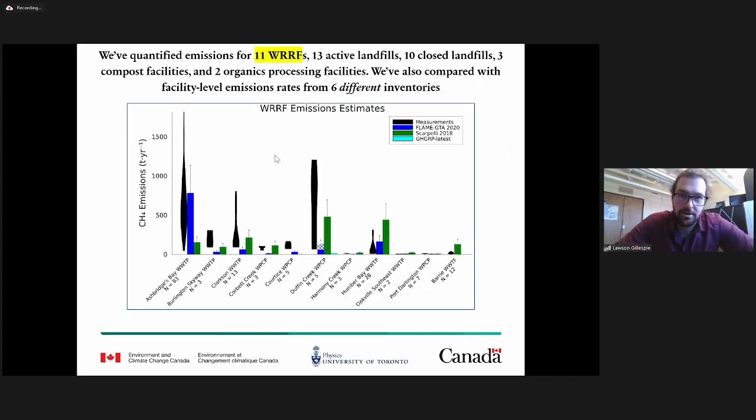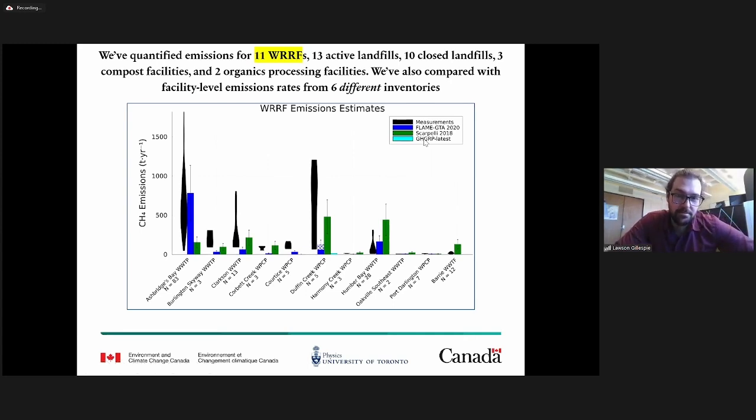So for our water resource recovery facilities that we've surveyed, I have for you on the y-axis here an upscaled annual emissions total. So if we were to take any given downwind transect and upscale our emissions estimate for that transect to an annual total, that would be given in the distribution, the violin plots in black. And then our various inventories are represented as bar charts next to them. So the Flame GTA inventory in blue and the Scarpelli inventory in green here.